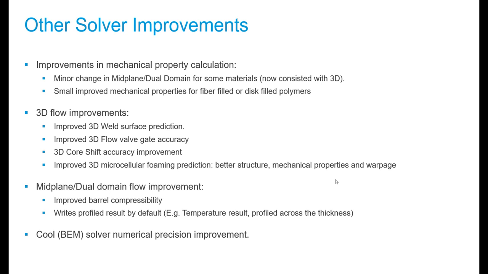profiled results by default. Many of you may or may not notice, but if you wanted to look at temperature through the thickness and at every layer, you had to switch on or write profiled results to make that happen. It basically means that in some cases, if you wanted to look at results that were not written out by default, you had to rerun the analysis. So now we are writing out those results by default.